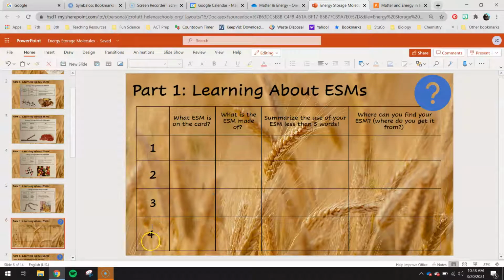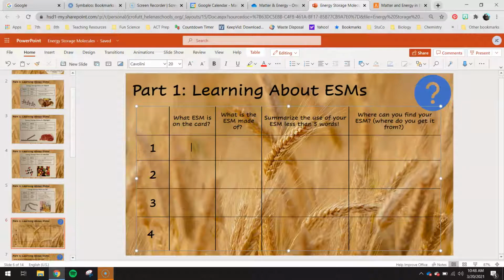Okay, so the 1, 2, 3, 4 represents those 4 different cards we just read about. You are going to organize our information a little better so it's easier to compare and contrast what these ESMs have in common and how they are different. So what ESM is on the card, what is the ESM made of, summarize the use of your ESM in less than 5 words. So use 5 words or less on that. I don't want you writing a big sentence. You can just list 5 words if that works best for you, or a short little phrase using 5 or less words.